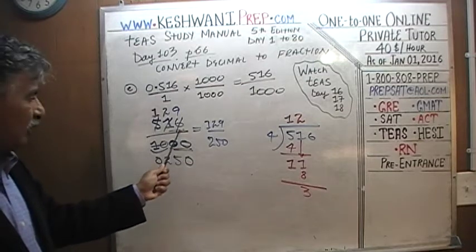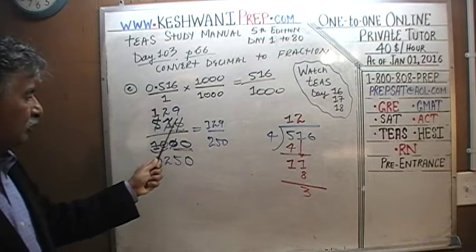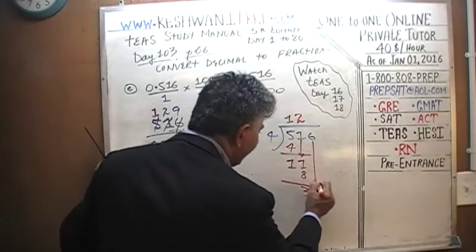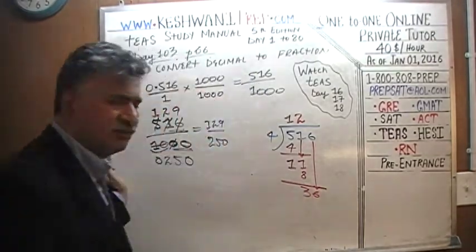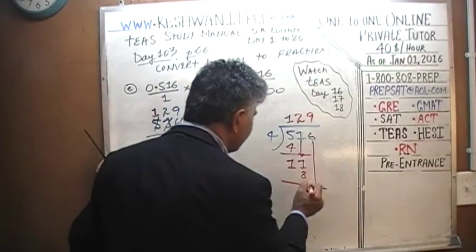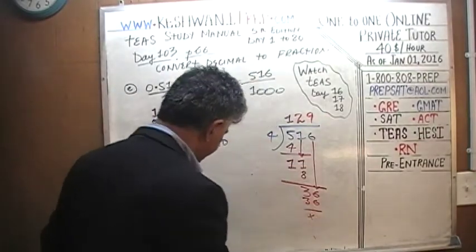That 3 goes and joins the 6 and becomes 36. And 36 has 9 4s. 9 4s are 36. That's it.